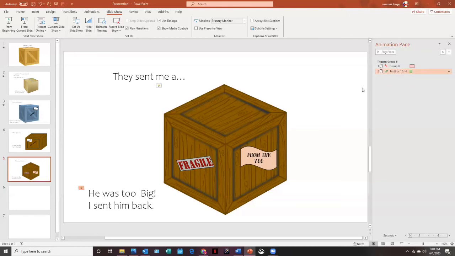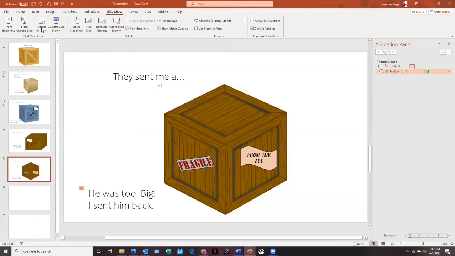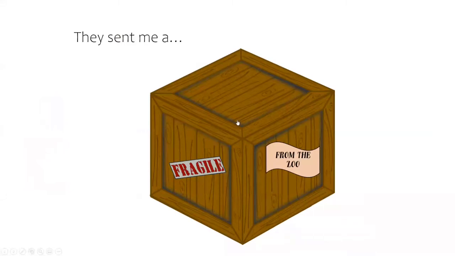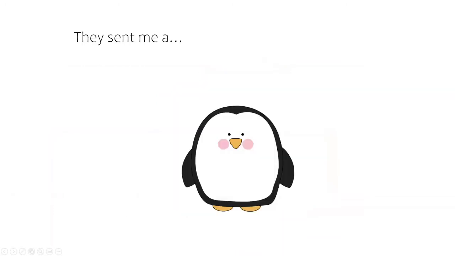If I double click on this, I can now change the timing and specify that it's not on the click of group 8, it's after it. And not at the same time, but we want a slight delay of 1.5 seconds, 2 seconds. And I want it to take a little bit longer than half a second to fly in. So I'm going to change 0.5 to 1. Okay, let's see what that looks like now. So still those words are not there, but now when I click on the crate, it should appear. And there it is.